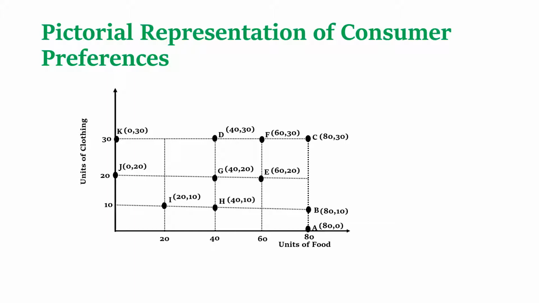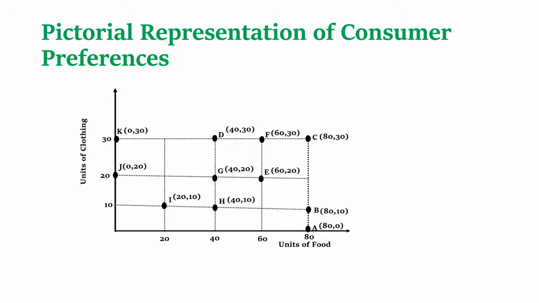Now the same thing applies to point C. A consumer will prefer point C to point B and A, because at point C, he consumes the same amount of food but more of clothing than the other two bundles, B and A. So at point C, the consumer is better off than at point B and A.